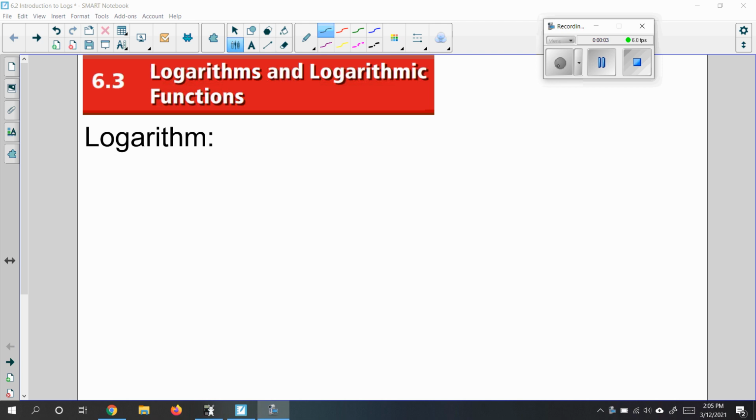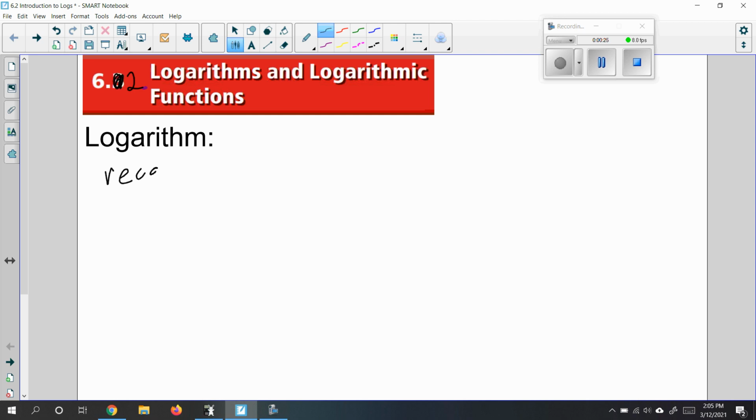In this section, I'm going to introduce the idea of a logarithm and a logarithmic function. Pay no attention to this 6.3. This is going to be 6.2. Okay, so let me introduce a logarithm.